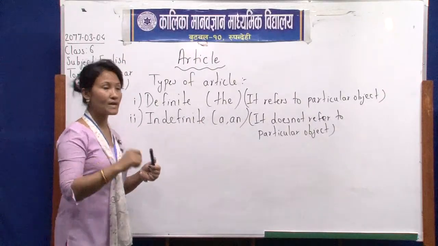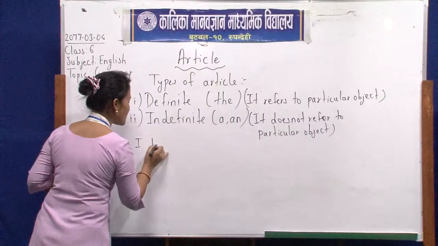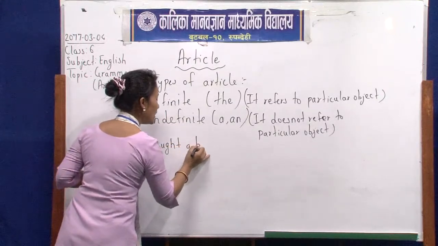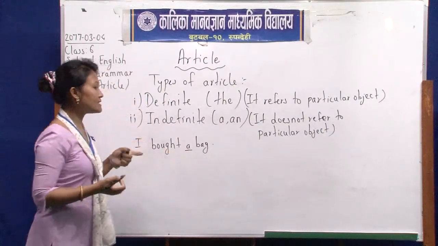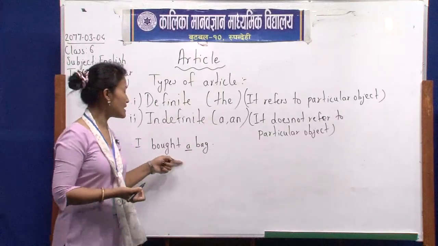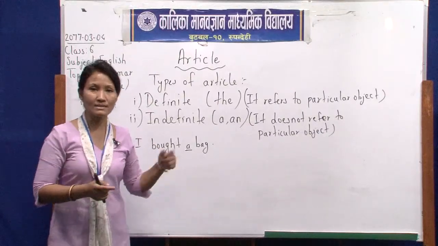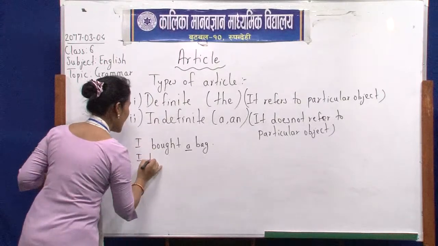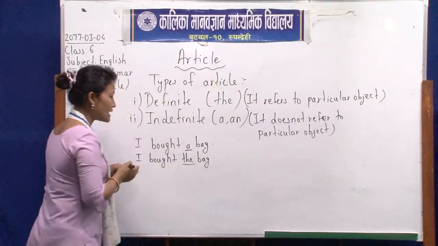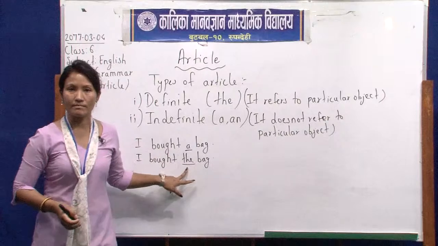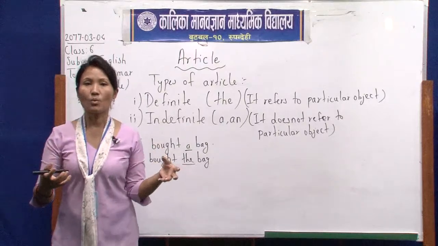Okay, now I'll give you here a few examples. Like for example, I will use a. I bought a bag. Now in front of bag a is used, and a is indefinite article. That means a is referring to any bag, not to one particular bag. Now see, I will make one next sentence. I bought the bag. Now see here, in this case, bag is taking the. Here why the is used? When the is used, it means one particular bag.